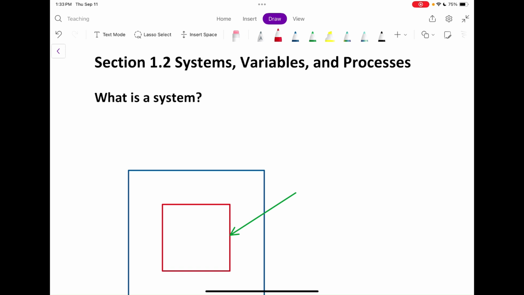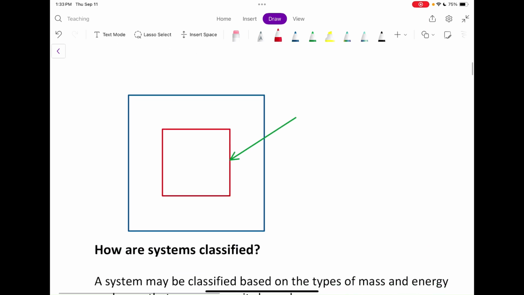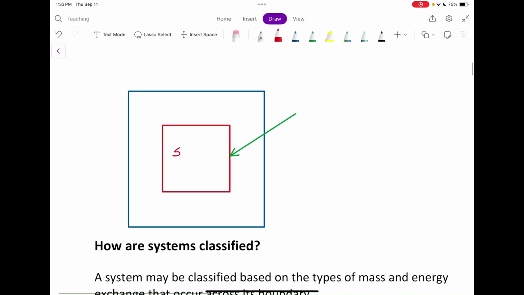Now let's talk about systems, variables, and processes. So, what is a system? A system is a part of the observable universe that we are analyzing, and the surroundings is everything else. To distinguish these, we use a boundary. And when we're solving problems, we select the system based on what question we're trying to answer, right?